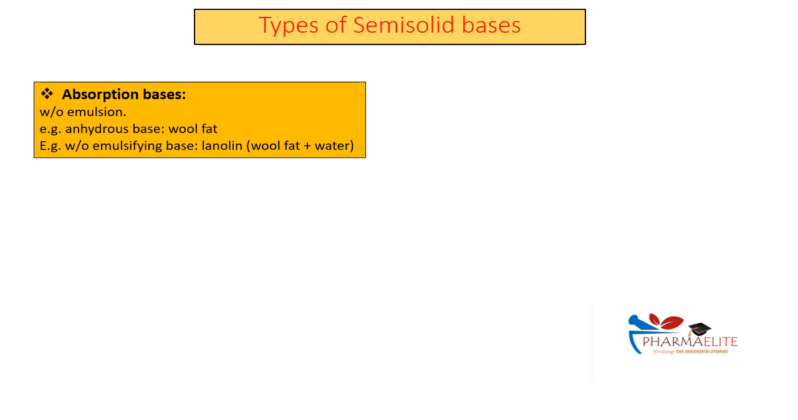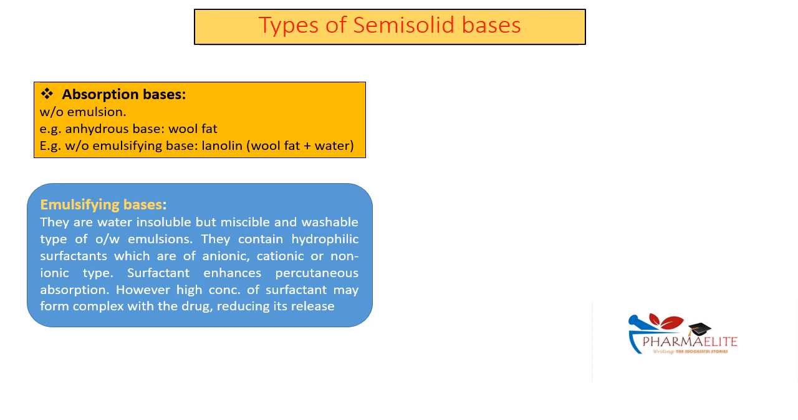So remember the examples of absorption bases, and remember which emulsions they are used to make. Talking further about emulsifying bases: these are water insoluble, but yes, they are miscible to some extent, and they are also washable. They are basically oil in water emulsions. Just as absorption is water in oil, this is oil in water. It's the other way round.